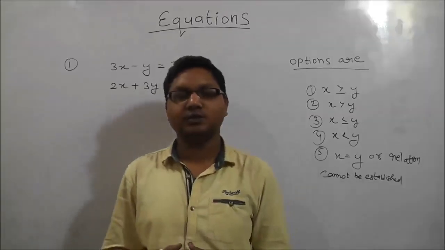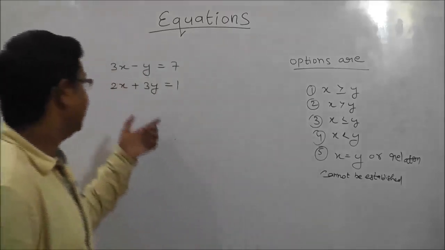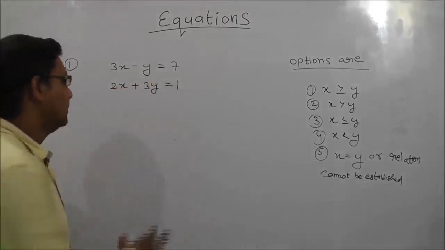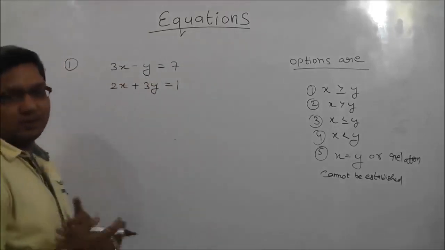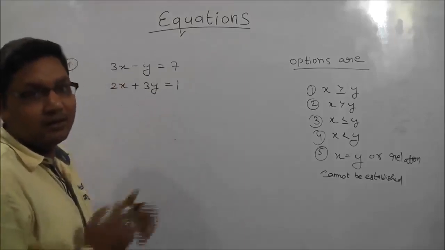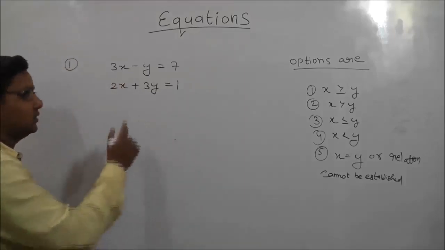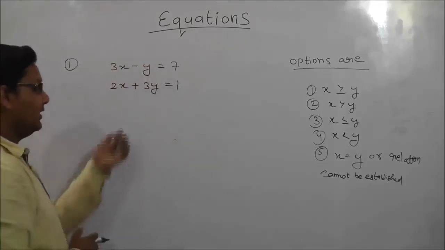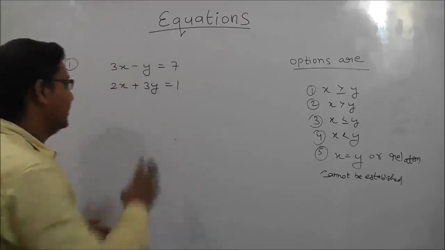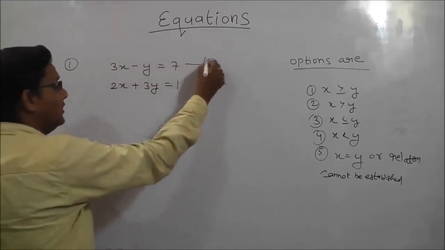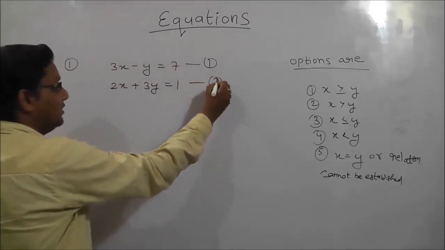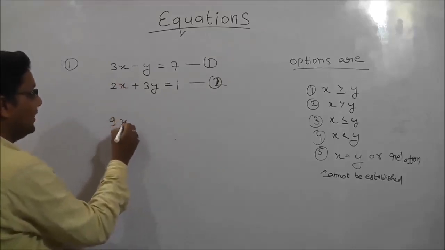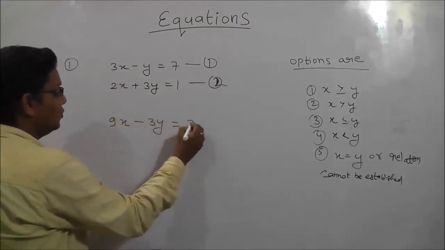Let us see our first question on linear equation. The linear equations are 3x minus y equals 7 and 2x plus 3y equals 1. So we have to equate one term, either x or y, and then we can solve this question. So let us equate y, because equating x is harder and equating y is easy, as we just have to multiply by 3 in equation 1. So multiplying 3 in equation 1 we get 9x minus 3y equals 21.